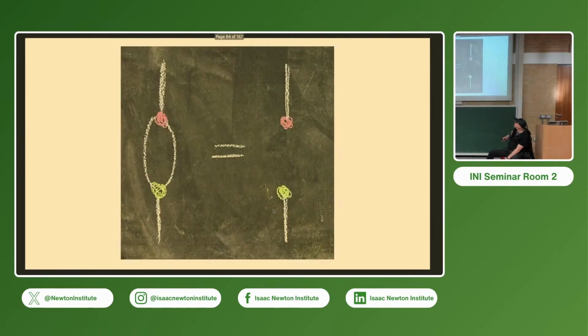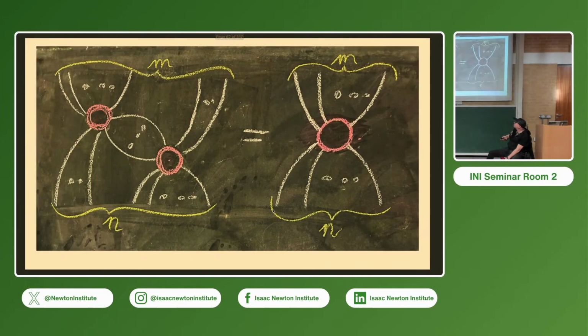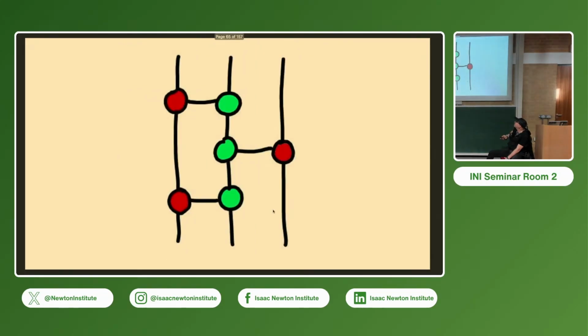Okay, let's do a calculation. I mean, I showed this one yesterday. So the rules to remember are: same color fuse, different color, two wires in the middle, they go away. So here is a calculation. First thing we do is, okay, we see a bunch of green spiders connected.